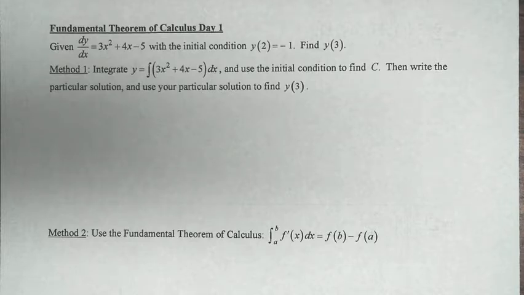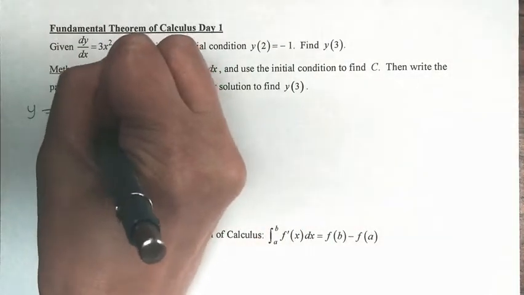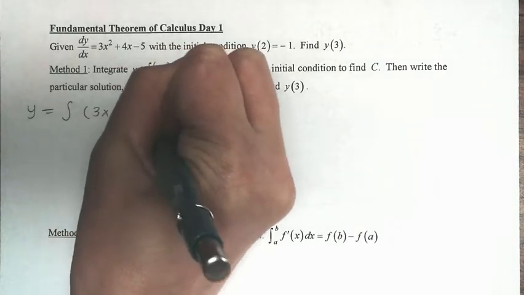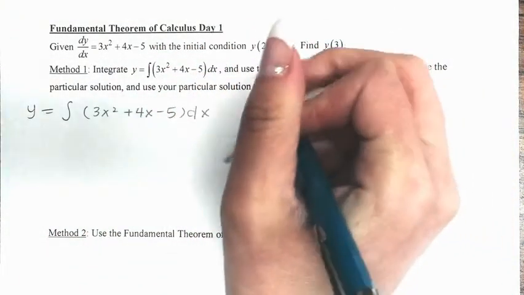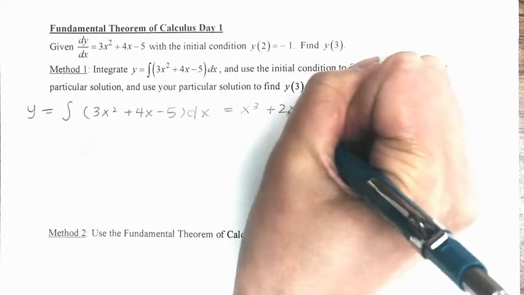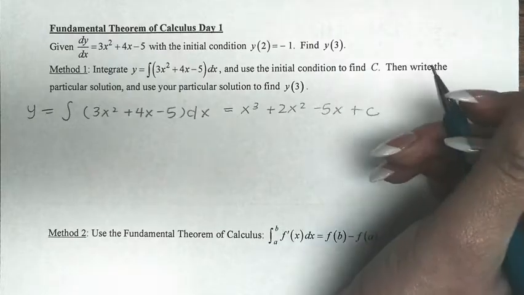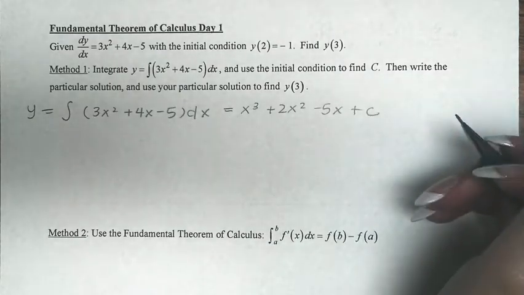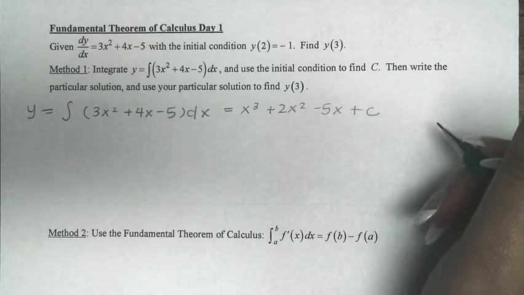We want to integrate the equation 3x squared plus 4x minus 5 dx. When we integrate this equation, you can see that this is going to be x cubed plus 2x squared minus 5x plus c. Okay? Now, at this point, we want to find the c to have our equation y and then plug in the 3.